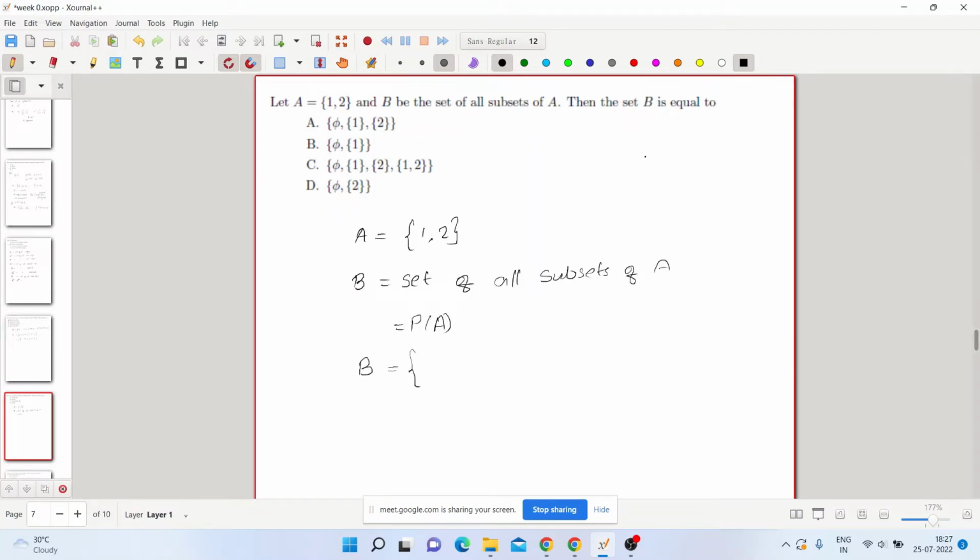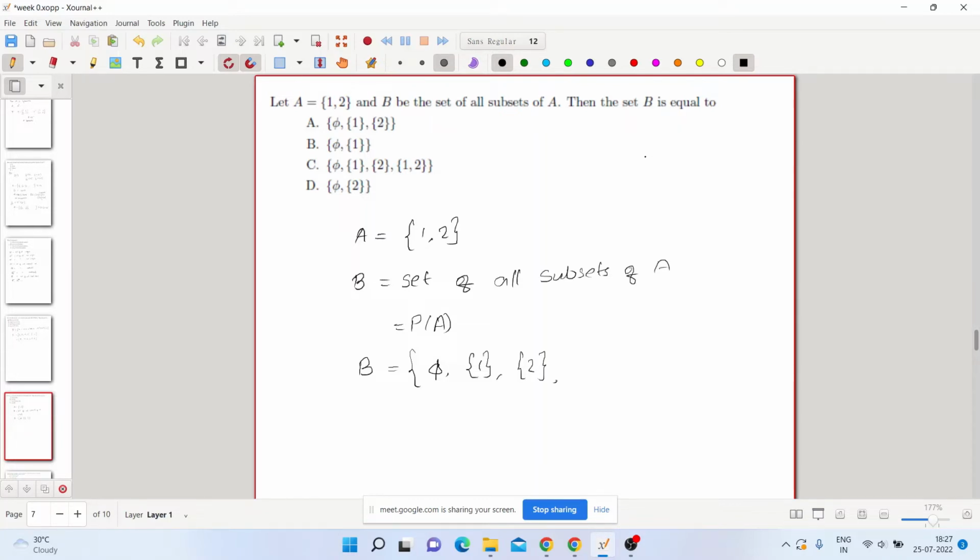We need to find the subsets. For any set A, the empty set is a subset. Phi is the empty set notation. So phi is a subset, and phi is inside the set B. Now we will count the sets which have only one element. The set {1} is a subset of {1, 2} with only one element. Again the set {2} is also a subset of {1, 2}. Now the one element sets are over.